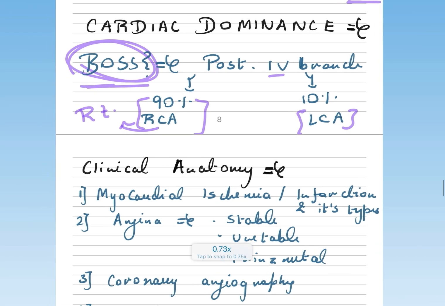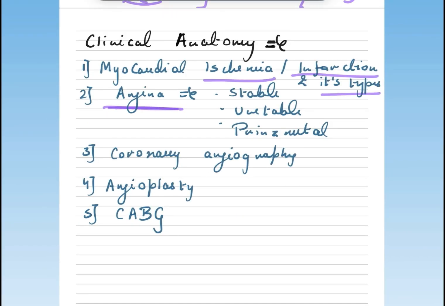Then the heading of clinical anatomy. Personally, I think that this heading can fetch extra marks to an answer because it is actually the application of these basic subjects that is more important. So the main application is the subject of medicine in myocardial infarction. So in myocardial infarction, if a vessel gets thrombosed, then there can be myocardial ischemia and its infarction leading to various types depending upon the blood vessel which gets blocked.